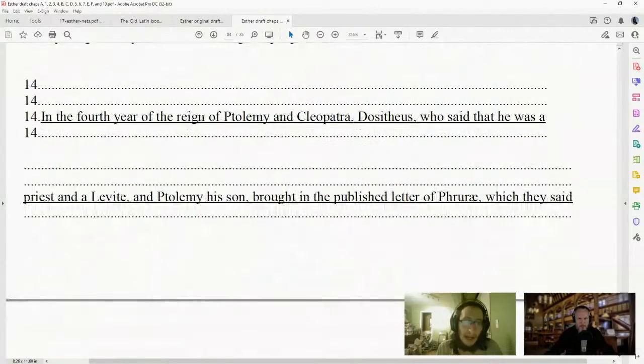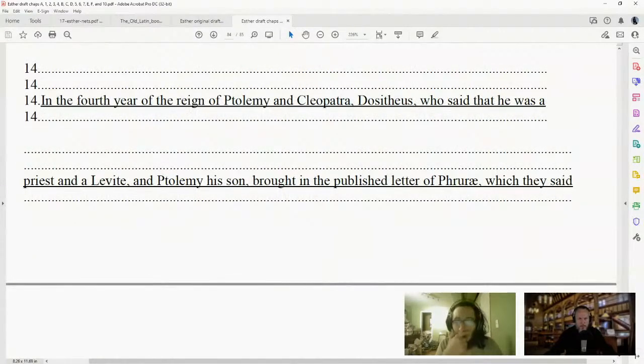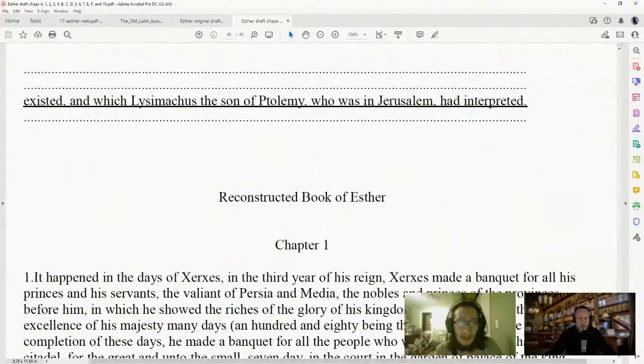And then there's an epilogue. In the 4th year of the reign of Ptolemy and Cleopatra, Dositheus, who said that he was a priest and a Levite, and Ptolemy his son, brought in the published letter of Purim, which they said existed, and which Lysimachus, the son of Ptolemy, who was in Jerusalem, had interpreted. The word interpreted means translation. So that which Lysimachus, the son of Ptolemy, had translated.